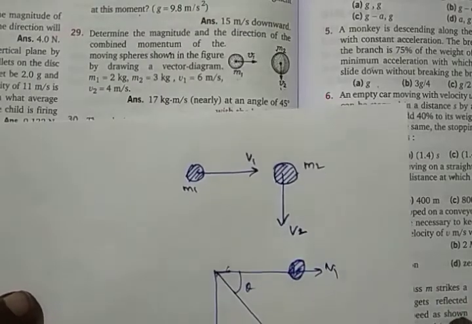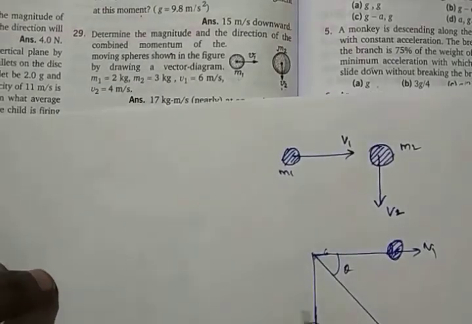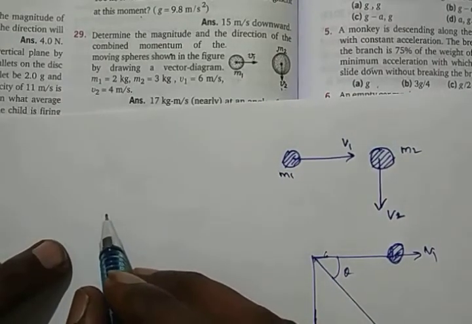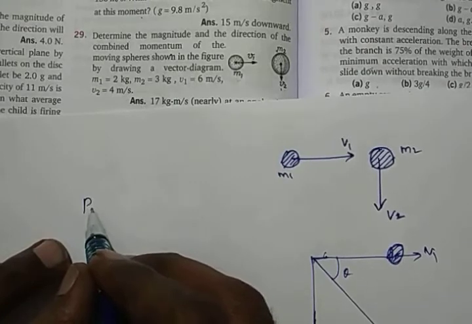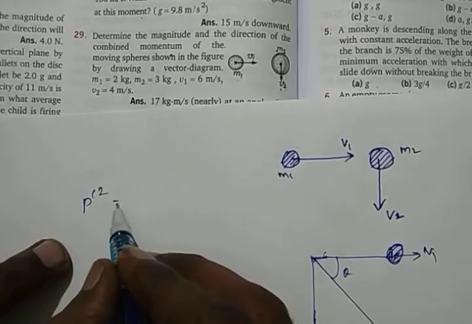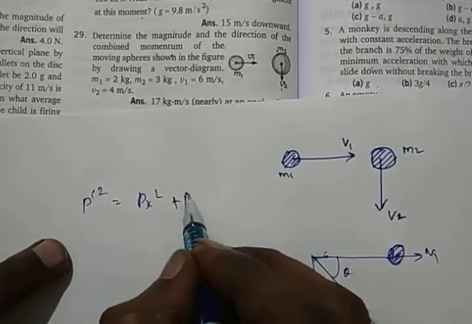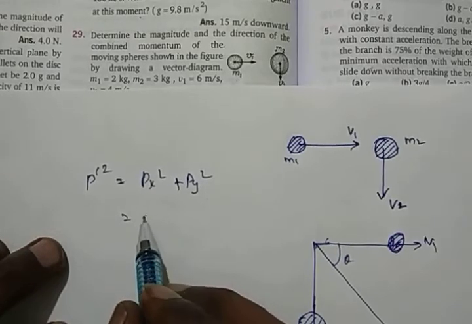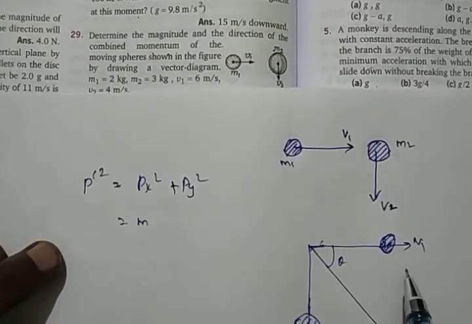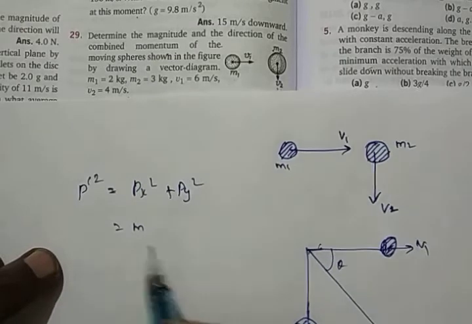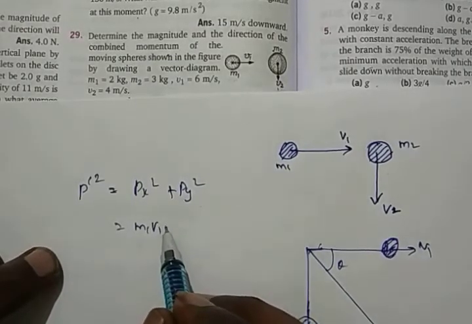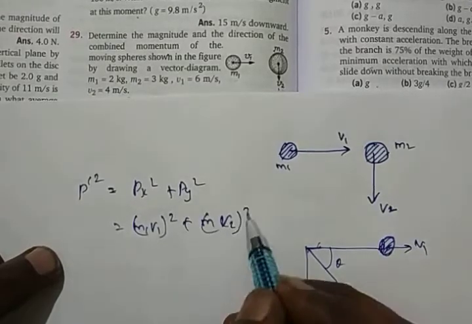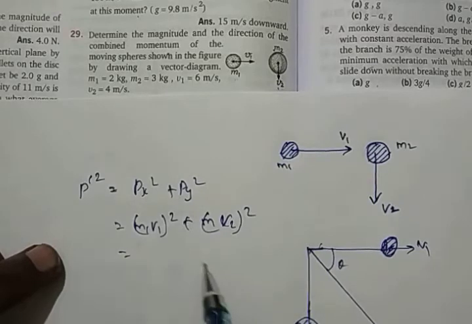So how will you find out the combined momentum? P dash square is going to be equal to Px square plus Py square. So that's going to be the combined momentum. So mass into velocity here. What is m1 v1 square plus m2 v2 square? We need to find out this value and then get it.